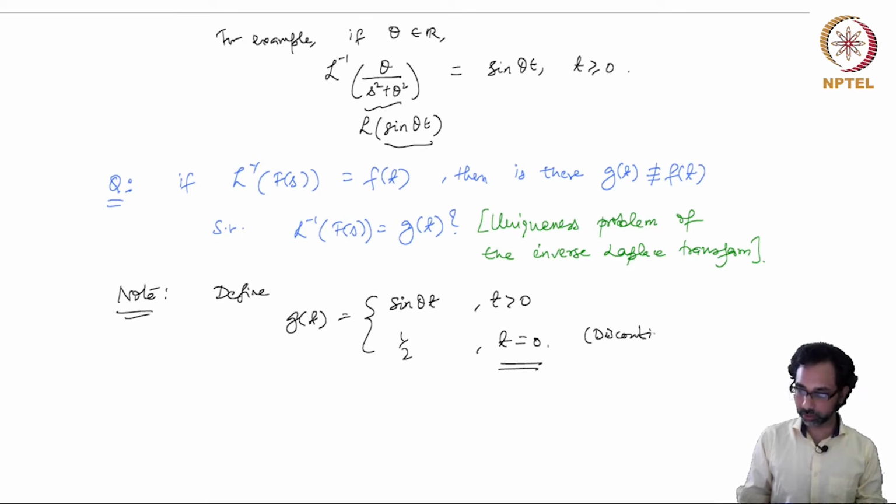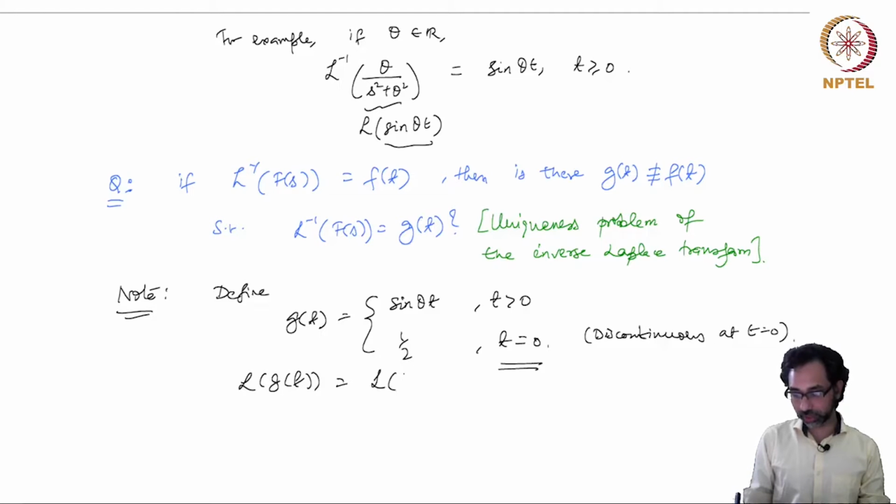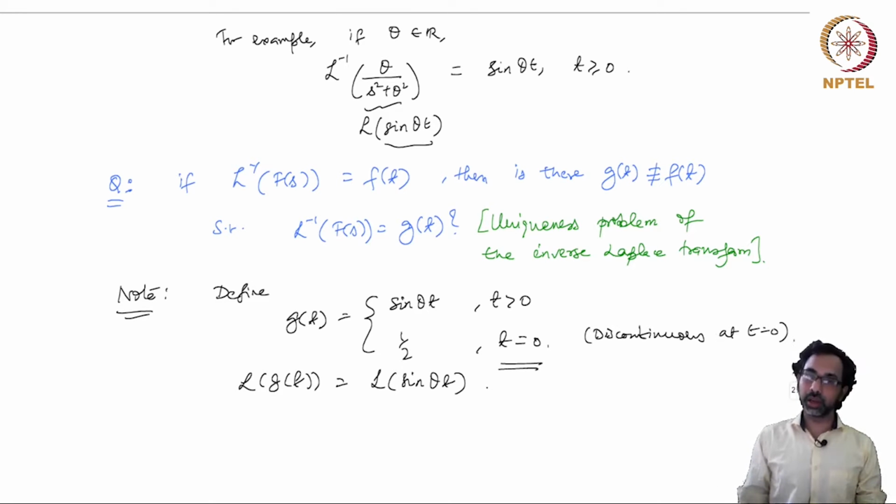So this is discontinuous at t equal to 0. But when you take the Laplace transform, the integral is not affected by the particular value of the function at an isolated finite point. So the Laplace transform of g(t) is the same as the Laplace transform of sine theta t. This is simply because of the property of the Riemann integral and the improper Riemann integral, that if you change the value of the function at just one point, it will not change the value of the integral itself. So these two Laplace transforms will be the same, which means that the inverse Laplace transform of theta over s squared plus theta squared can also be this function g(t).